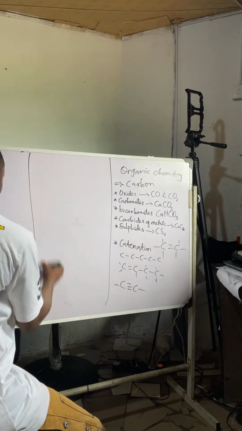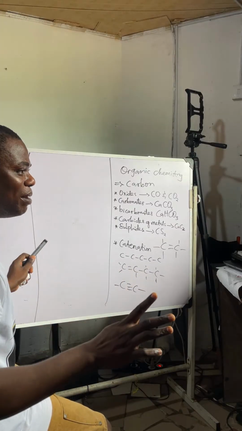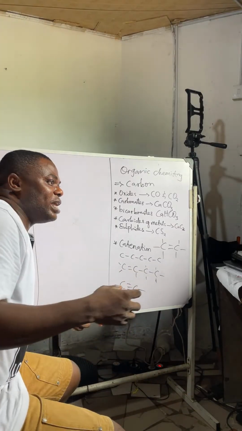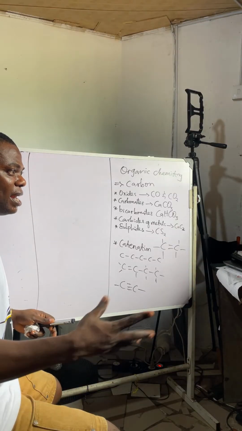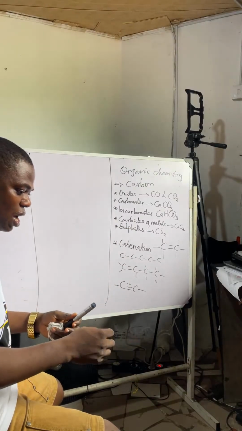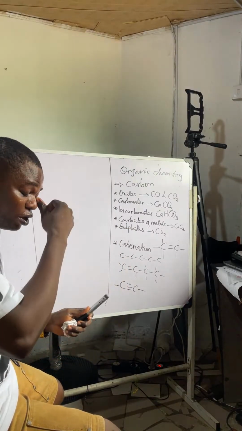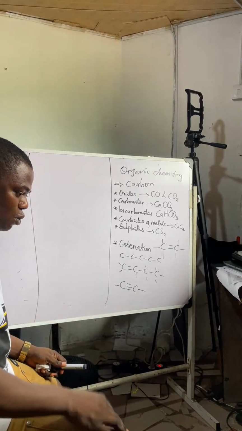Now, let me concentrate here. Of course, we have mentioned some basic things about carbon. Yesterday, I told you there is what we call hybridization. In our live session, I said hybridization is the reshuffling, the blending together, the mixing of orbitals of the same energy level.